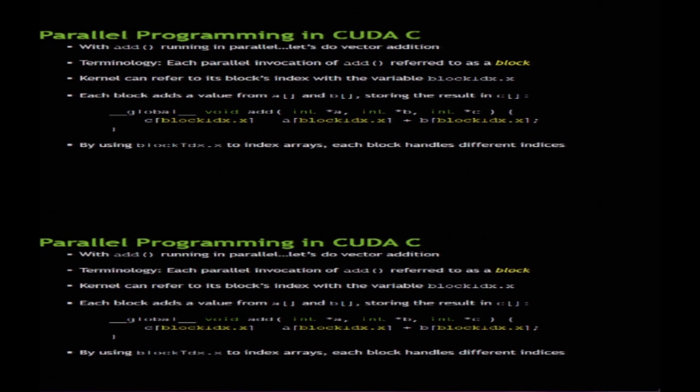Each block takes a value from A and B and stores the result in C. So this is what you would start looking at if you had 3 vectors, A and B as your input vectors, and C. You would execute it with that n value. You'd launch the kernel with n, and then each one of these n kernels would compute on some data indexed by this block index that you see here. And we'll dive into that a little bit more. By using this blockIdx.x to index the arrays, each block handles a different index.